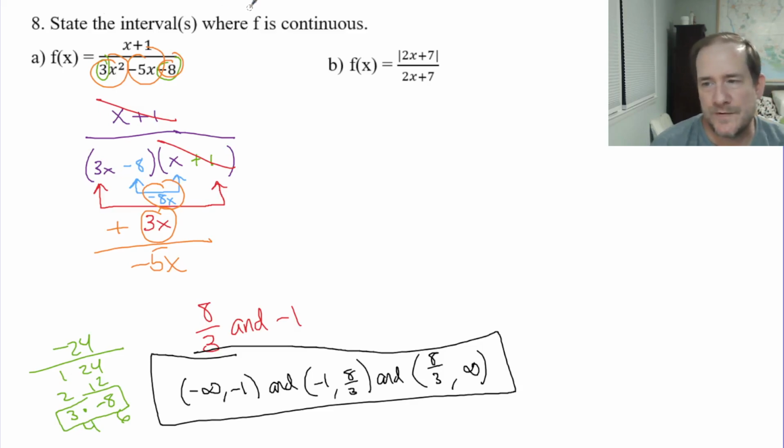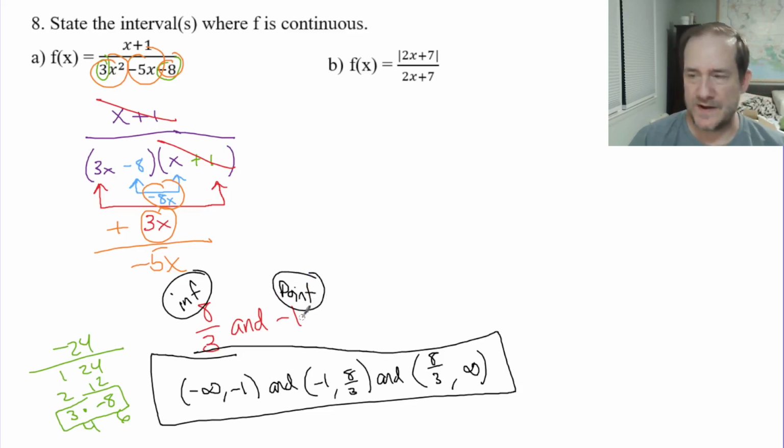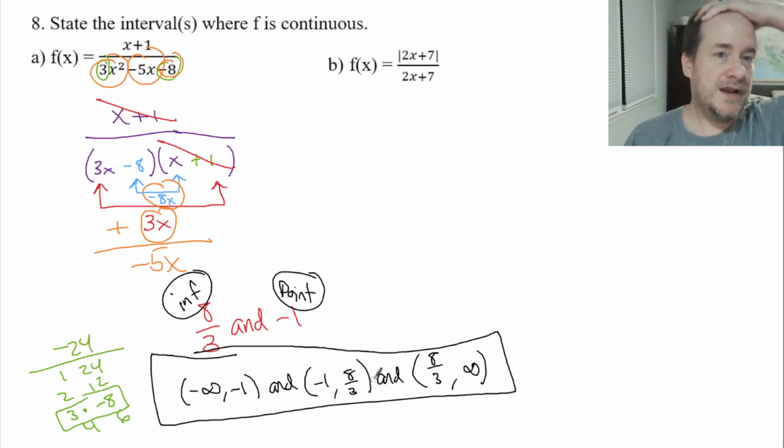I hope you would be able to say that, of course, the discontinuity at 8/3 comes from a vertical asymptote, so this one happens to be infinite. This one comes from a factor that canceled, so this one happens to be a point discontinuity, and I hope that you could justify it with limits.